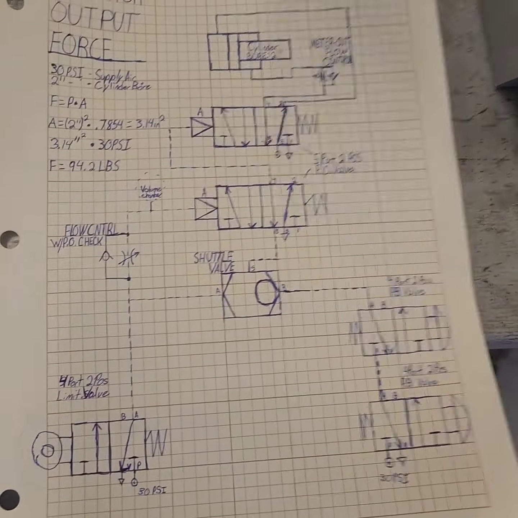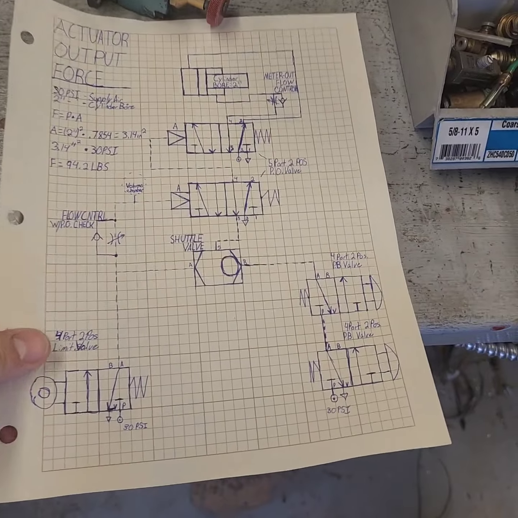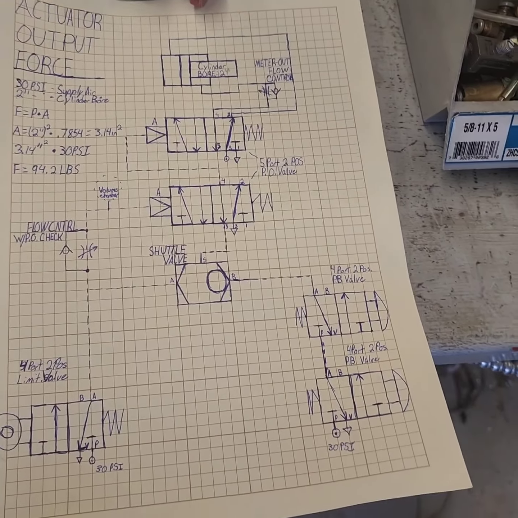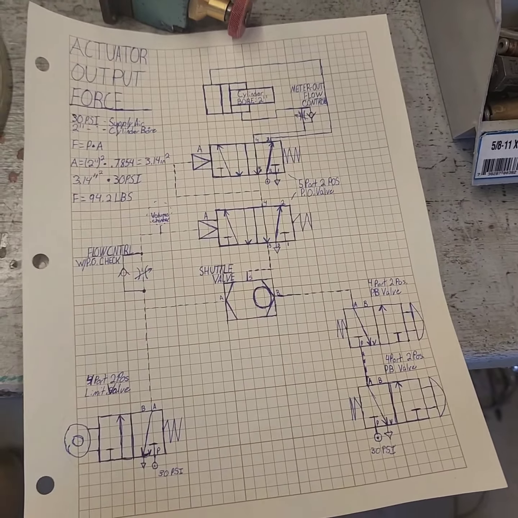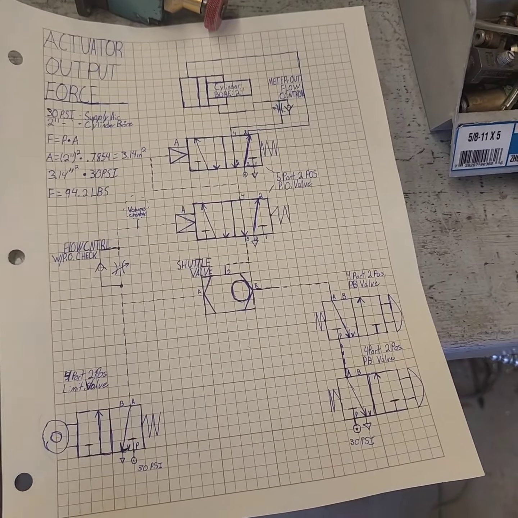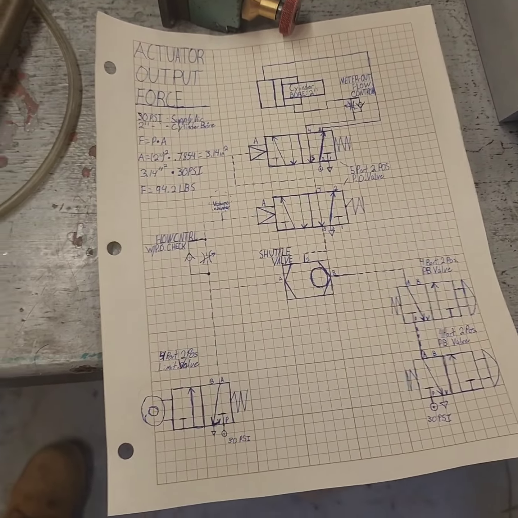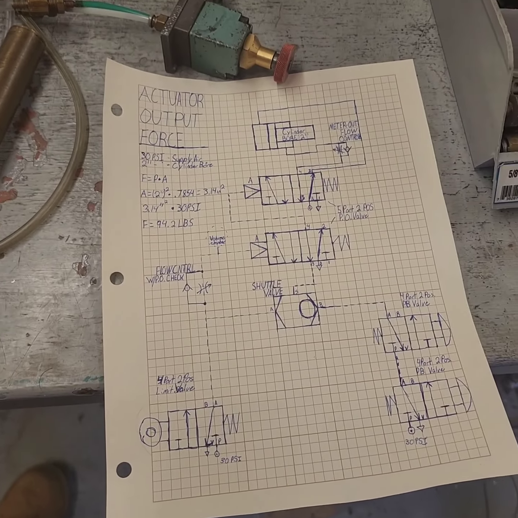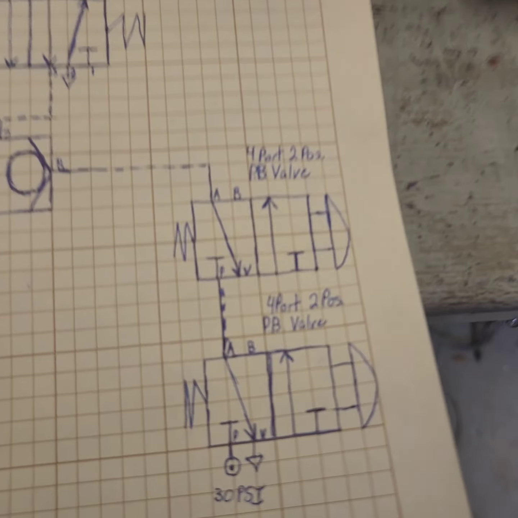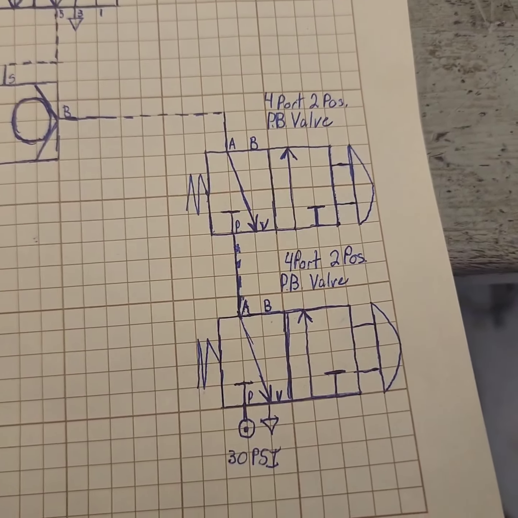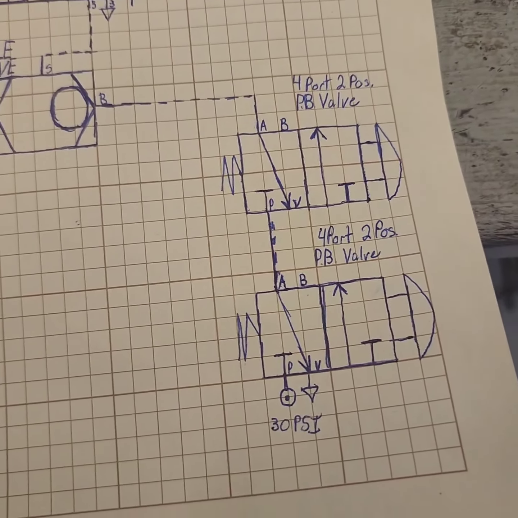This is the diagram we made. And so we had an AND circuit where you had to push two buttons in order to make the circuit work. It wouldn't work with just one. Limit switch will always work by itself. So we have our first AND button here. They're 4-port, 2-position push button valves.